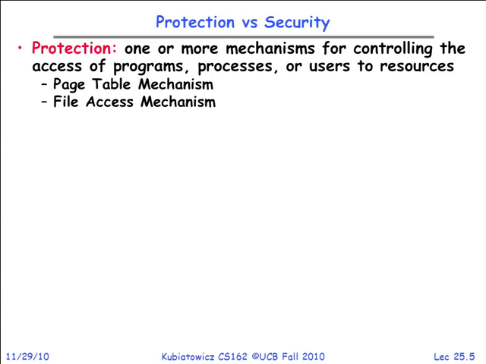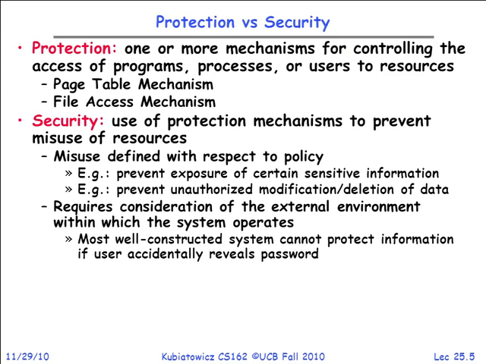Now, it turns out that was a little too restrictive, and so then we decided to relax it by putting shared memory in. But we can use protection mechanisms in lots of different ways, and when we use them in different ways, that's when we get security. So security is really the use of protection mechanisms to prevent misuse of resources. As a result, there are many different flavors of security you can get out of the same protection mechanisms. And what does misuse mean? Well, this is dependent on your policy. So maybe you want to prevent exposure of sensitive information, or maybe you want to prevent unauthorized modification or deletion. These two different things are actually quite different.